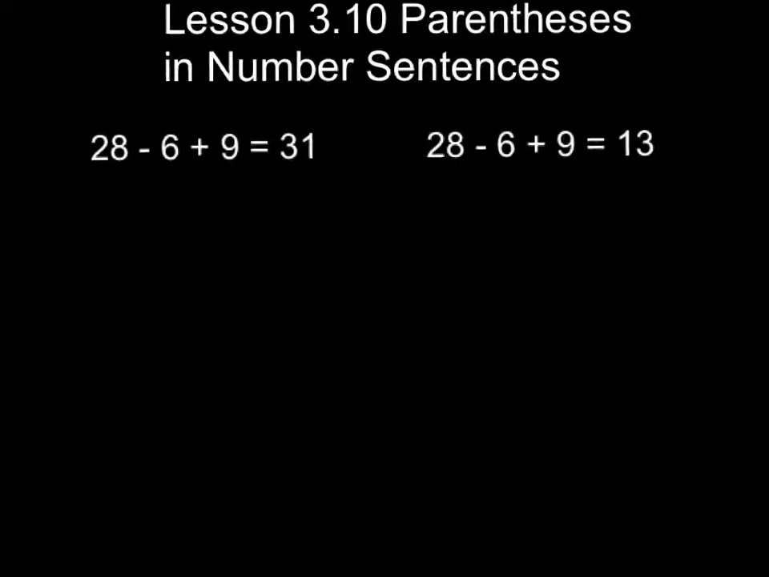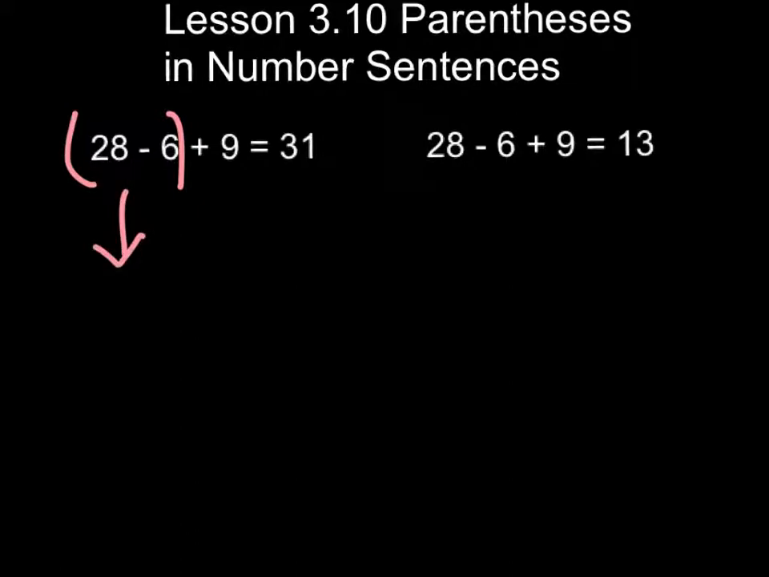Notice that they both read 28 minus 6 plus 9, but they both have a different answer. I'm going to tell you that both of them are true. We can make both of them true by inserting parentheses. So if I take a look at the first problem, if I were to put 28 and 6 together in parentheses, that means to do that particular part of the problem first.